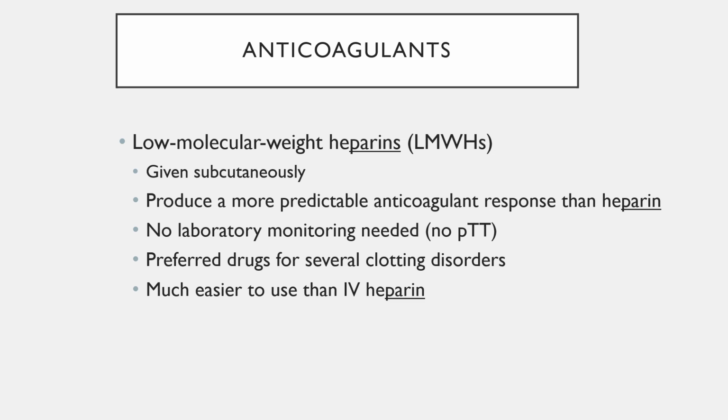They're given subcutaneously in the abdomen, the abdominal tissue, never around the umbilicus. Okay, we avoid injections around the umbilicus because that's basically scar tissue where you had your umbilical cord. So we don't inject there. As I said, there's no need for a PTT. It gives reliable anticoagulation. So we've transitioned a lot to these low molecular weight heparins because intravenous heparin is much more labor intensive.